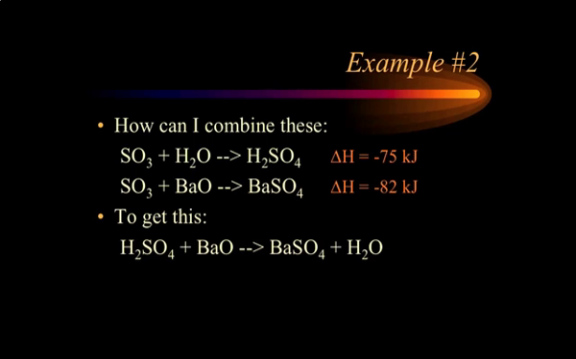To get the reaction at the bottom, H2SO4 plus BaO gives me BaSO4 plus H2O, can I do it like I did the last time and just put the things together? No. Because I have H2SO4 on the wrong side. I have it on the product side in my beginning equations, and I want it on the reactant side. I also have those two SO3s that don't show up anywhere in the target equation.